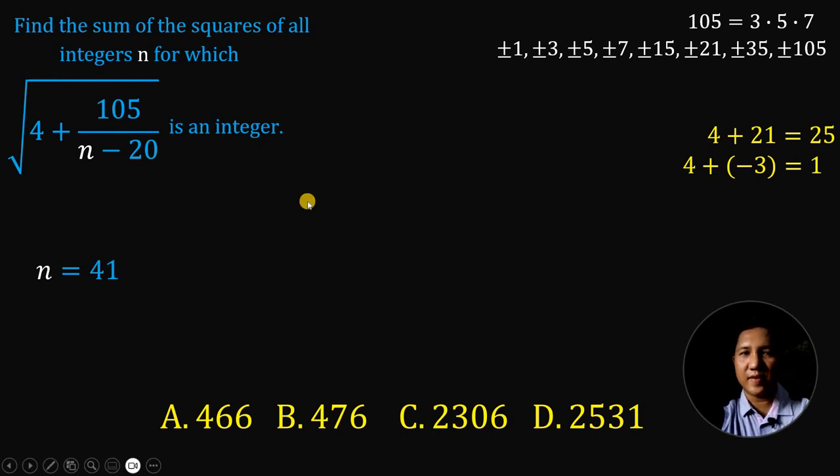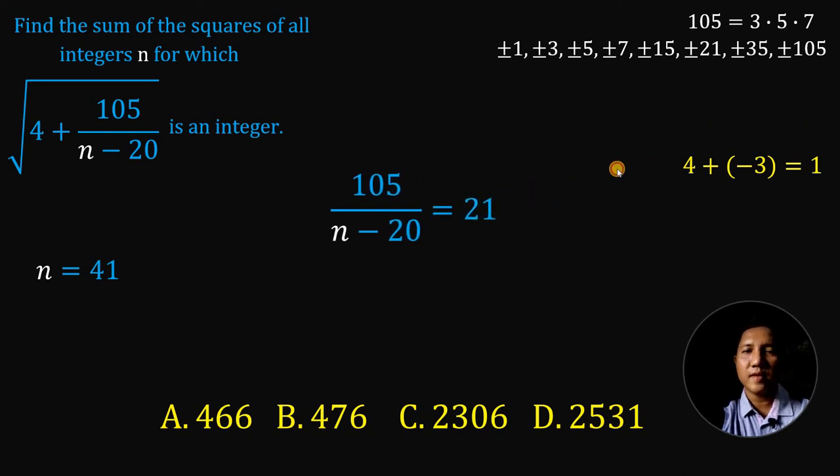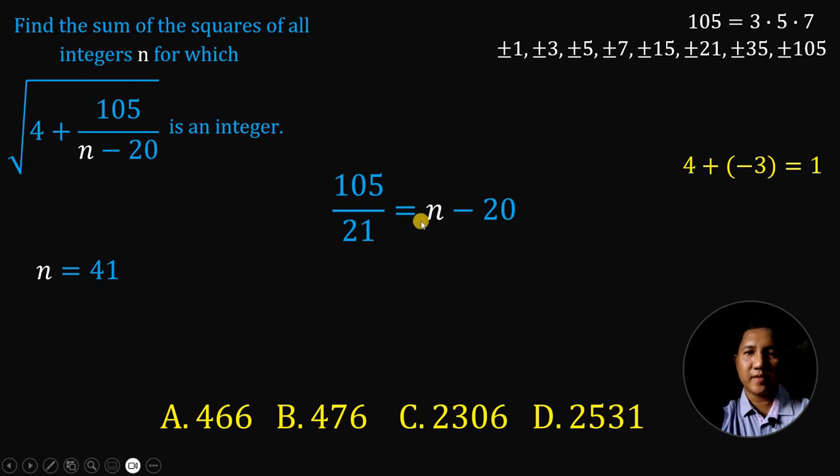Now, how about the second value? Let's take 105 over n - 20 and equate this to 21. Now, rearrange some terms a little bit. This gives us 105 over 21 equals n - 20. Now, 105 over 21 gives us 5. To get n, just add 20 on both sides. This gives us the value of n as 25. Here's the second value for n.